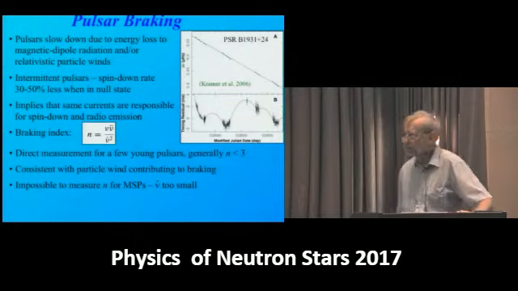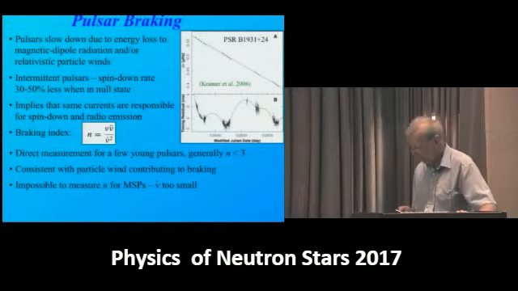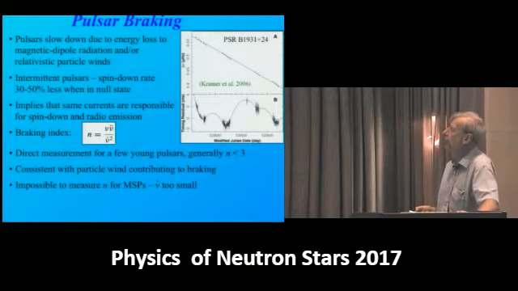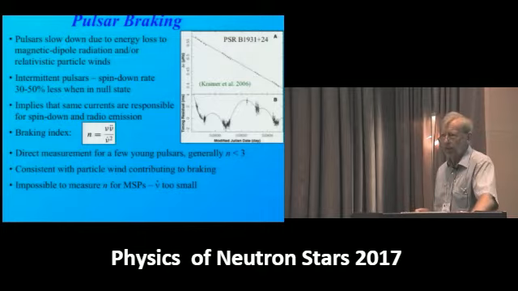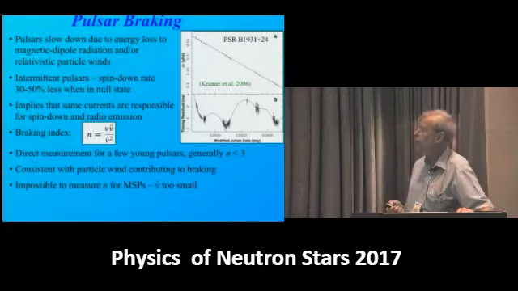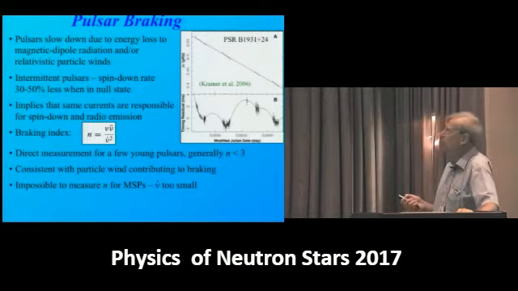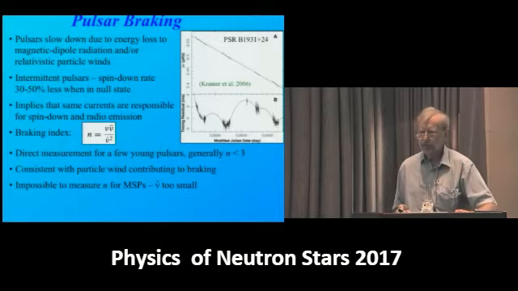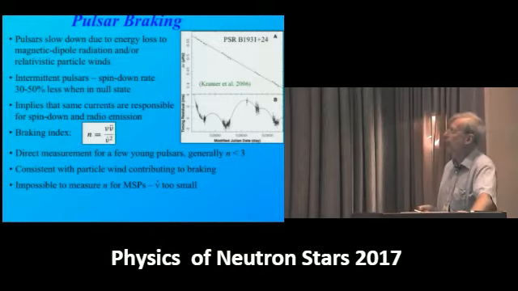Right. Okay, so pulsar braking, I'll say a few words about that. All pulsars slow down due to energy loss, either to magnetic dipole radiation, which are electromagnetic waves at the rotation frequency of the pulsar, or to relativistic particle winds. Because the pulsars are rotation powered, they're powered by rotational kinetic energy, losing energy causes the pulsar to slow down.